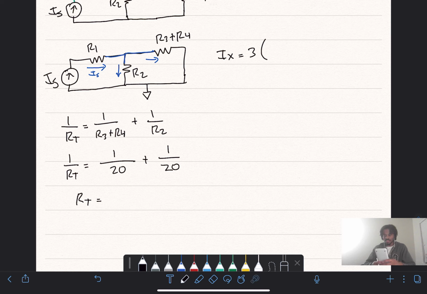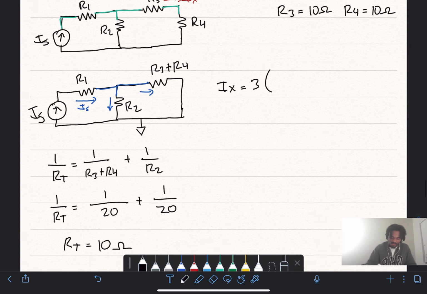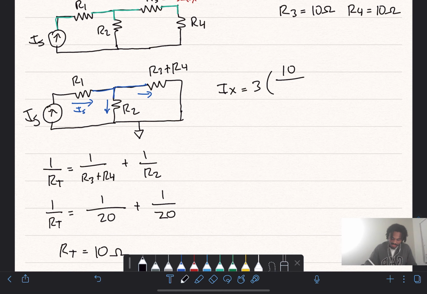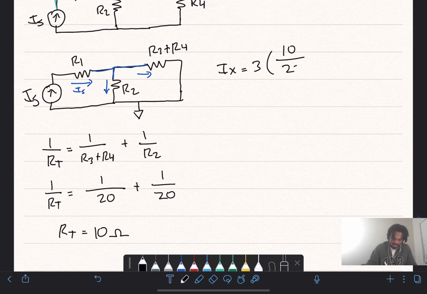I'm going to use product over sum this time. That's right. When you have it like this, you'll just end up with half. It's late, excuse me. So that's going to get you just 10 ohms for your total resistance. And then the resistance that we're actually interested in is R3 plus R4, which was 20. So we see that this is going to be 1/2. So 1/2 of 3, Ix is just going to be 1.5 amps.